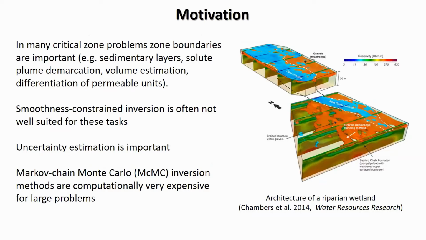Let's look at the motivation. In many problems that we look at in near-surface geophysics, we're interested in identification of boundaries, units, layers, zones, and so on. So they may be lithological units within the subsurface. It may be a solute plume that we want to identify, maybe estimate volumes of particular regions, differentiate permeable units, for example. Smoothness constrained inversions are often not well suited for that kind of problem.